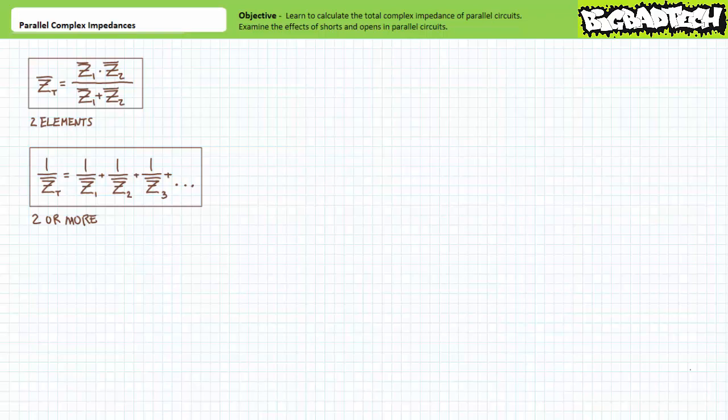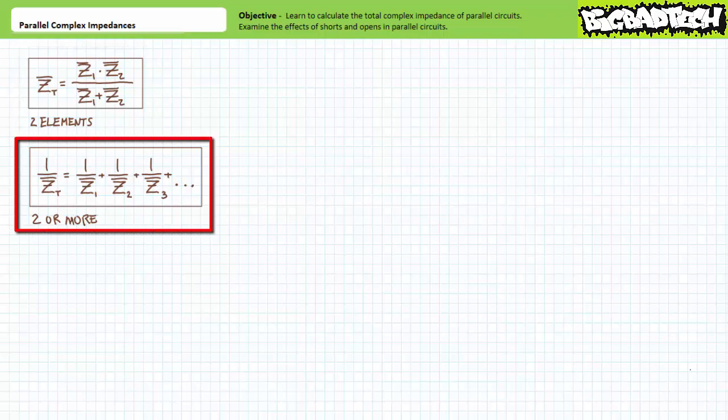Let us begin. There are two methods used to calculate the total complex impedance of a side-by-side or parallel arrangement of complex impedances. One is a quick and dirty method used exclusively for parallel arrangements of only two complex impedances, and the second is a rather unwieldy calculation used for parallel arrangements of two or more complex impedances.